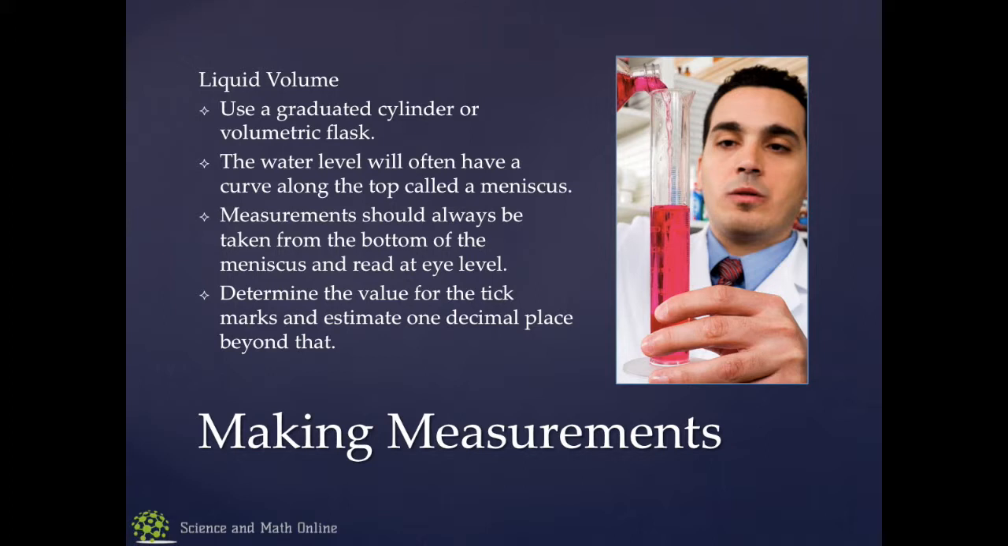And then different graduated cylinders have different tick marks. It could be a milliliter, it could be a tenth of a milliliter. I've seen some that are like 0.4 milliliters, which is just really hard to estimate values when you're looking at that as a weird tick mark. But look at your tick marks, figure out what each tick mark is, and then use that to estimate where you need to be. You can usually estimate one more decimal place past that.